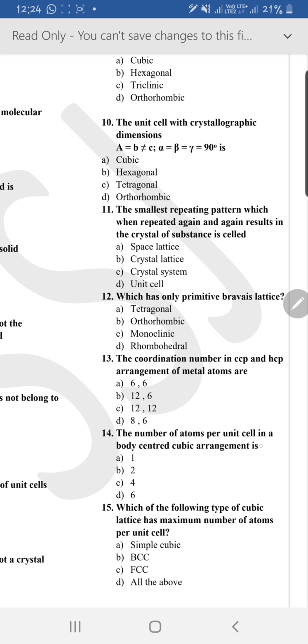The number of atoms per unit cell in the body-centered cubic arrangement. This is a straight away NCERT question. BCC, how many do you answer? It is very simple. It is 2. I hope there is also no doubt at all.